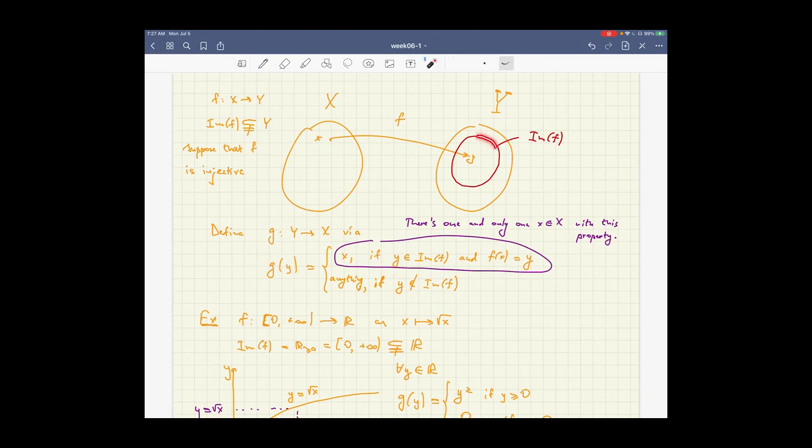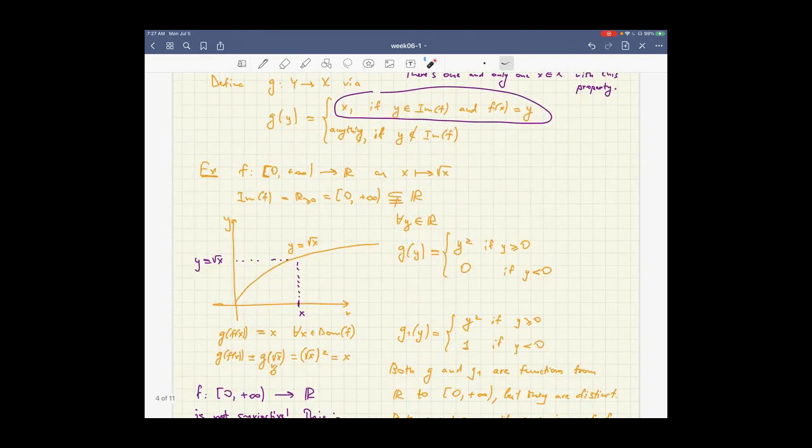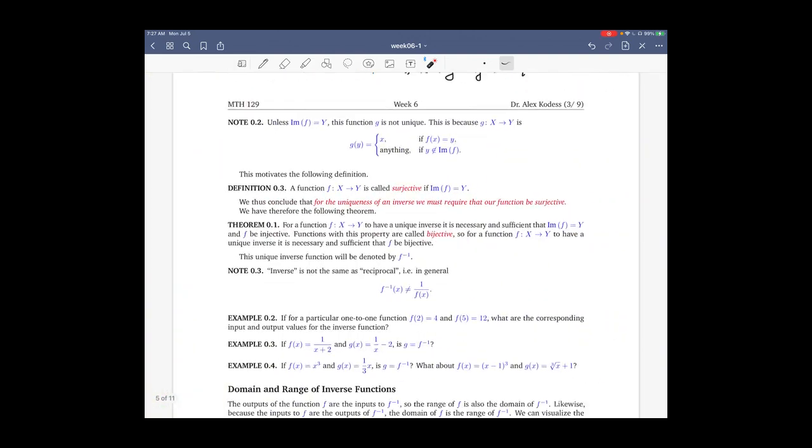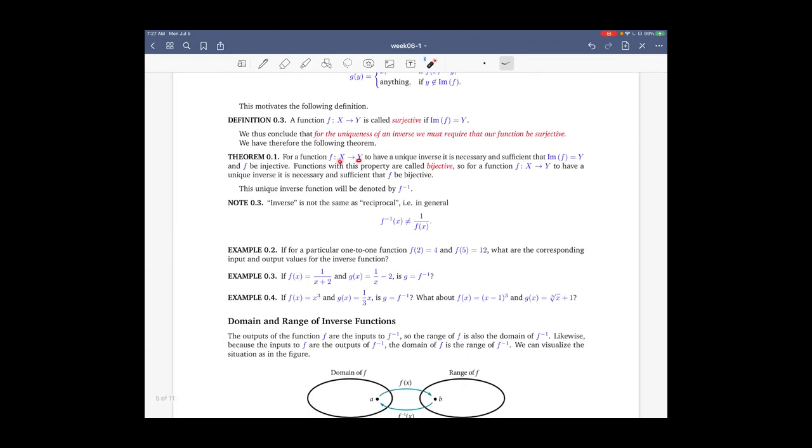If the image of f, this red circle, was the entire codomain y, I wouldn't have this line here at all, and the inverse would be defined uniquely. So we have this theorem. For a function f from x to y to have a unique inverse, it is necessary and sufficient that f satisfy two simple conditions. First, that f is injective, and second, that f is surjective. In other words, that the image of f be the entire codomain.